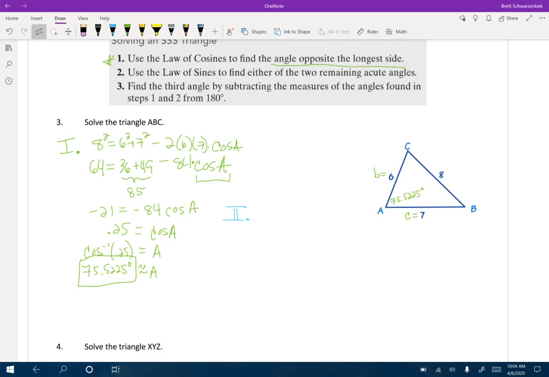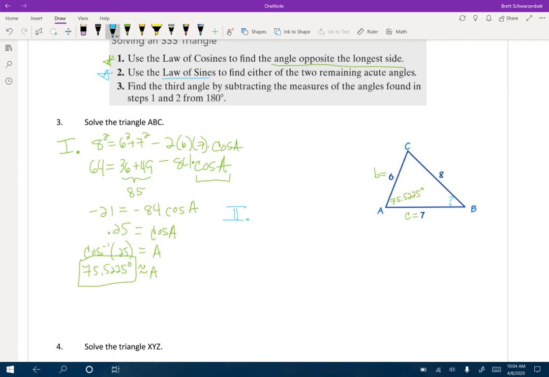Okay, so the next step, we need to use the law of sines to find either of the 2 remaining acute angles. So no strategy here. We don't even have to worry about that because it doesn't tell you bigger or smaller. So basically you can pick which one you want. Since we did A, I'm just going to choose B. So this is where I'm going next, angle B.